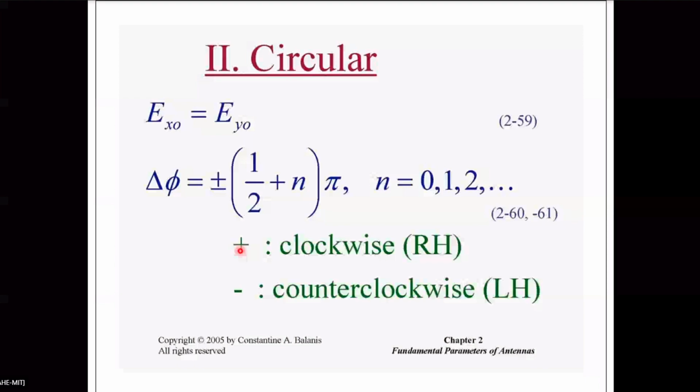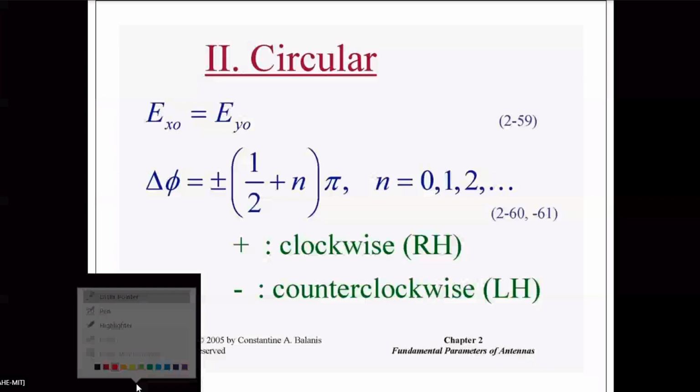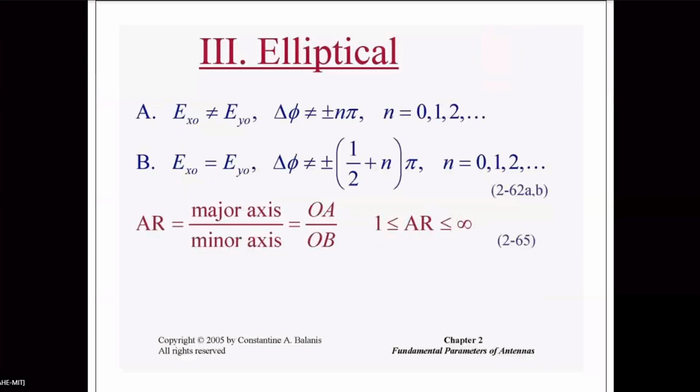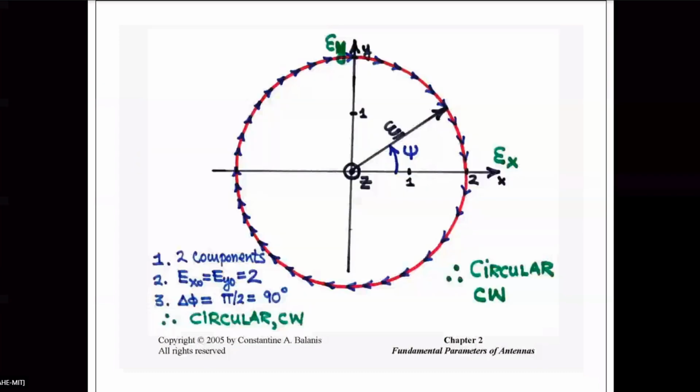If it is plus, you will get clockwise rotation. If it is minus, counterclockwise rotation. So for circular polarization, the instantaneous value of the electric field will trace a circle. Have you got it? Yesterday I showed you in one of the slides. See, like this. This is the Ex component. The instantaneous value will move like this if it is clockwise, and if it is counterclockwise, it will move in this direction.